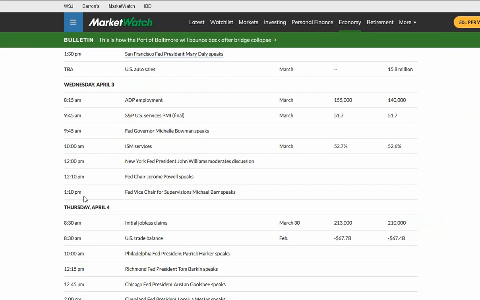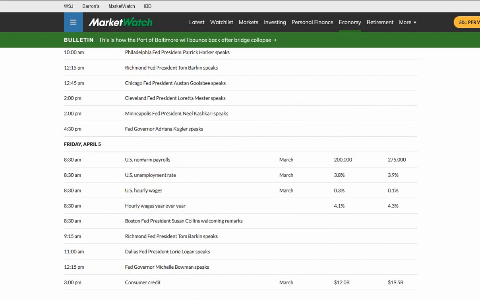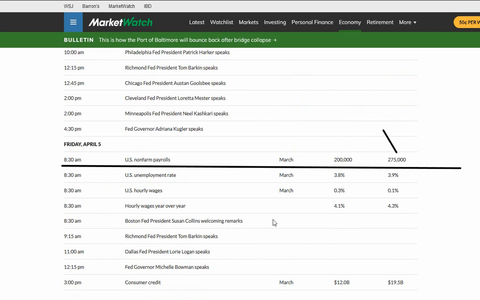Tomorrow we're going to get more speakers, and we're going to get Powell during the market session, and then we're going to get the private payrolls ADP to come in at 155,000, previously 140,000. A boatload of speakers on Thursday, and then Friday we're going to get the jobs report, which is expected to come in at 200,000, previously 275,000. The unemployment rate is supposed to tick down to 3.8%.